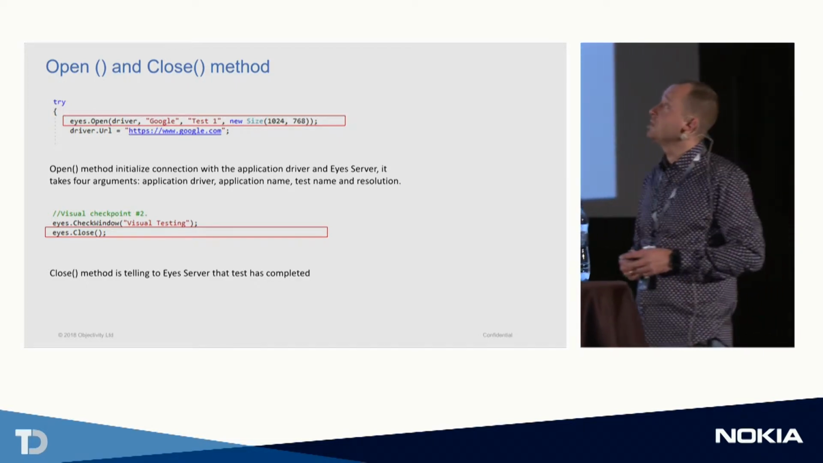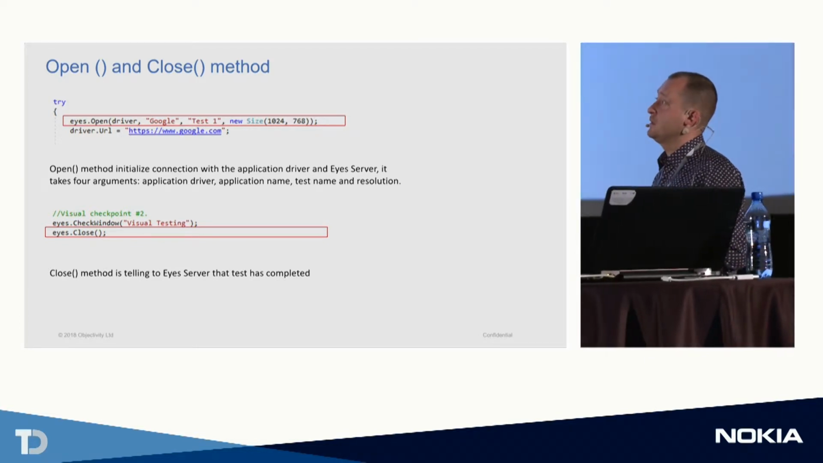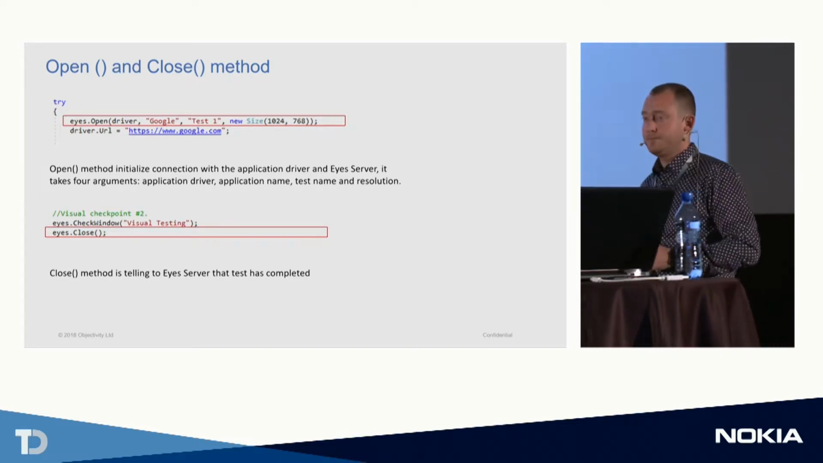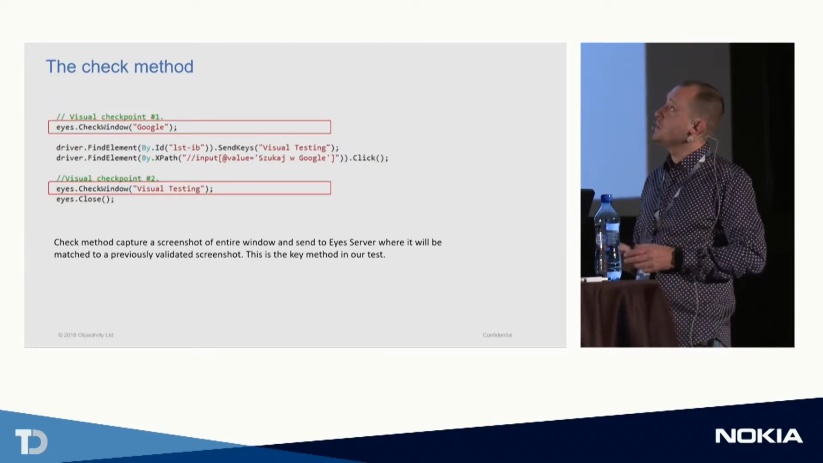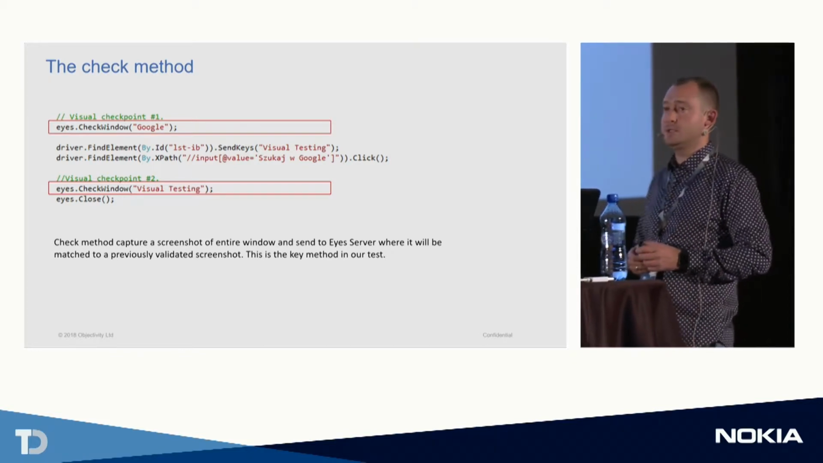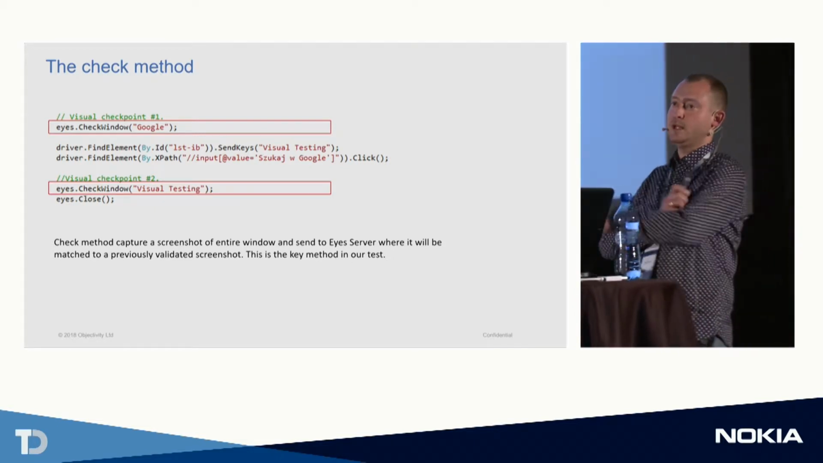Then there's the close method, which just says that the test has finished. But the key thing is what we put between the open and close, which is the checkpoints that we would like to check.